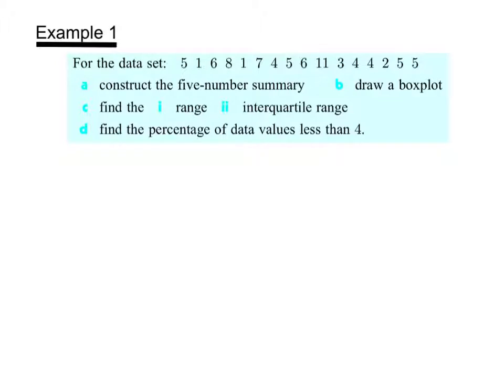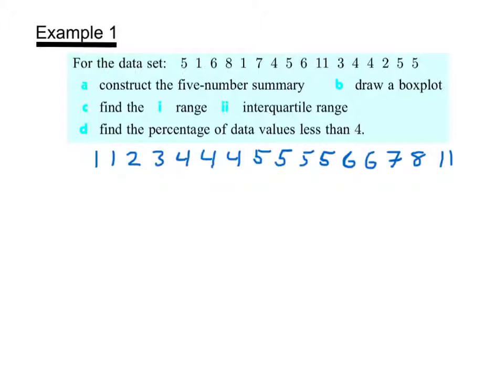Let's take a look at an example of how to draw a box plot. So in this example, we're given a data set. We're asked to find the 5-number summary and to draw a box plot. And then we're going to find the range, the interquartile range, and the percentage of data values less than 4. So just like in previous problems, we're going to order the data set first. We can see that we have 16 values. And so the median is going to be the average of the 2 middle numbers.